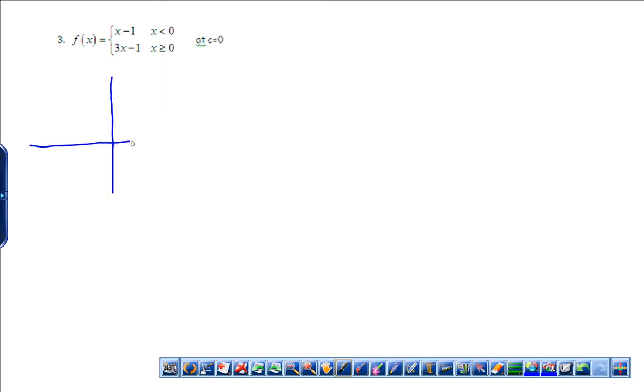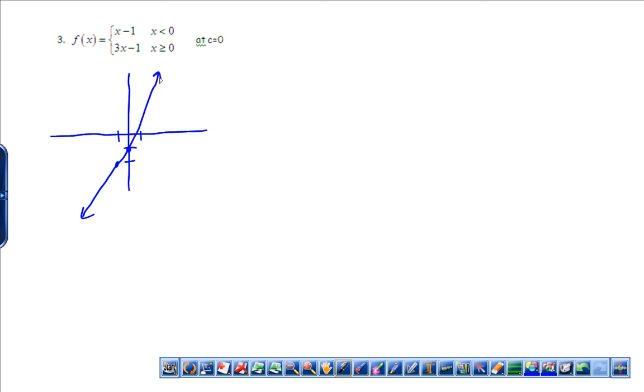So let's graph this one. I've got two linear functions here. So this is going to be less than 0. And then when I go above 0, I'm going to have a slope of 3. Okay. It's all connected, so let's see if this is continuous.